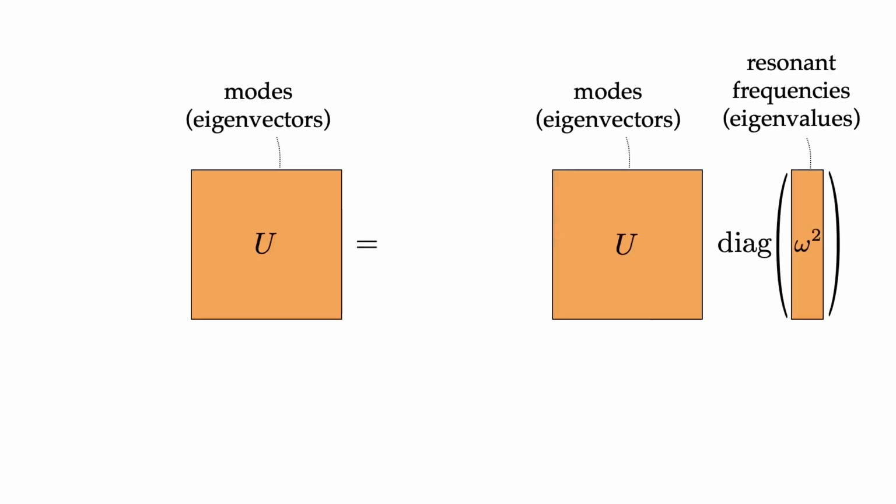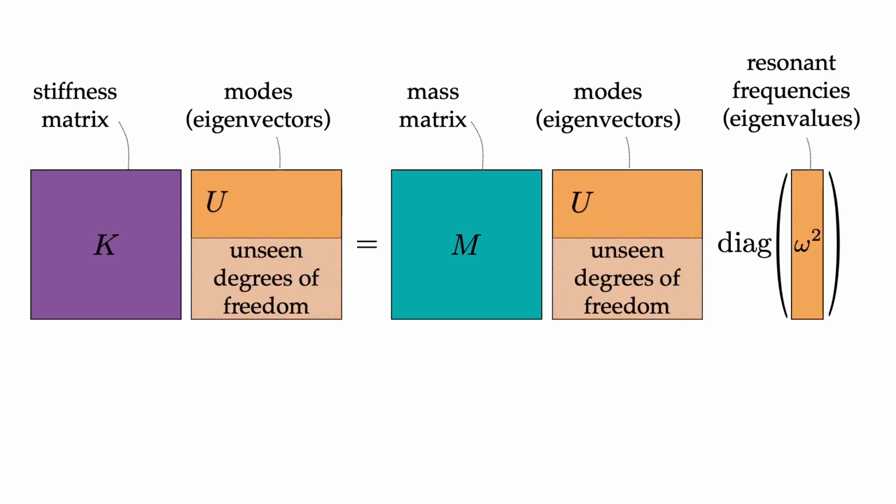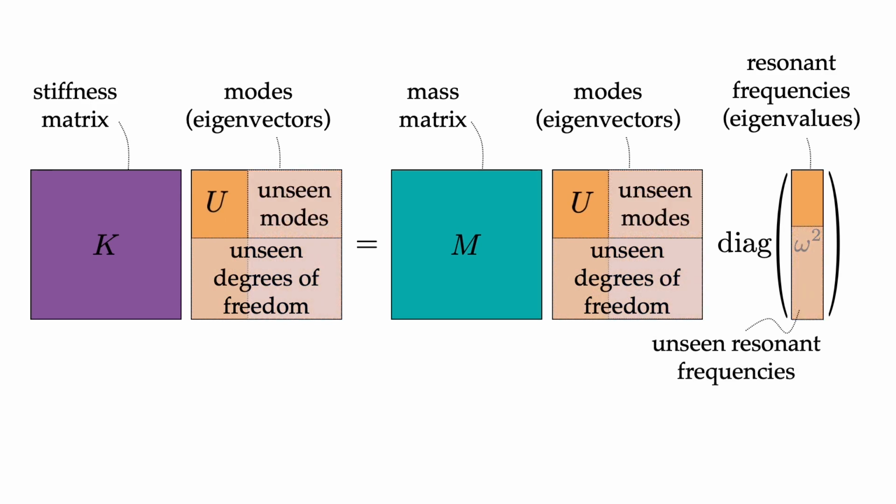Modes and their resonant frequencies are related to material properties via an eigenvalue equation involving the stiffness matrix K and mass matrix M. Given a known geometry, we solve an inverse problem to recover K and M. However, this is an ill-posed problem, because in monocular video we can only observe the projected motion of part of the object and a tiny portion of its modes.